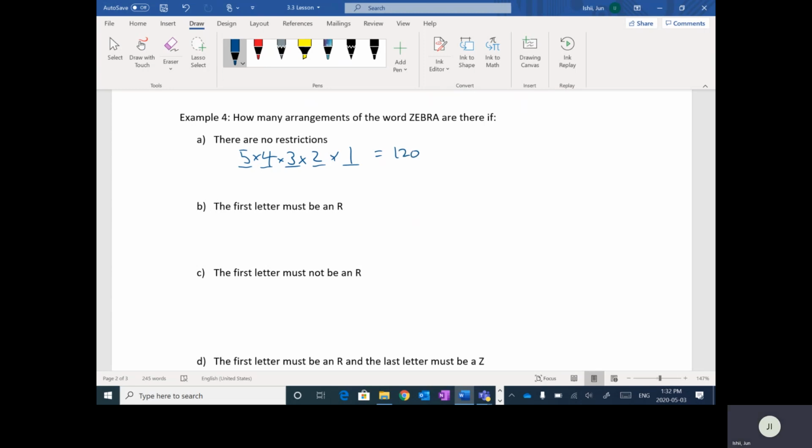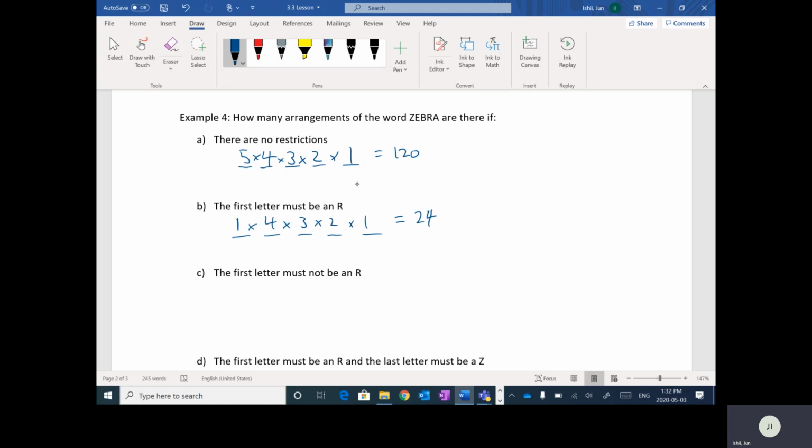Okay. Now the next one here, the first letter must be an R. Okay, so then I've got these 5 spots. However, this first letter must be an R, so we only have one option there. And then we have the other 4. Okay, so 4 there, 3 there, 2, and the 1 there. So if I multiply that together, that's going to equal 24.